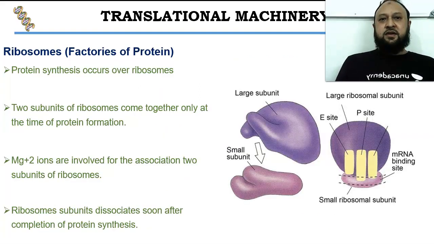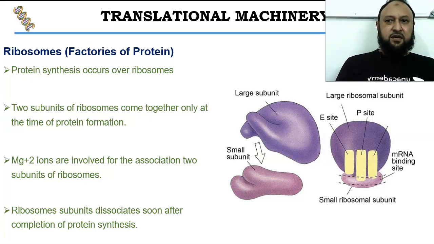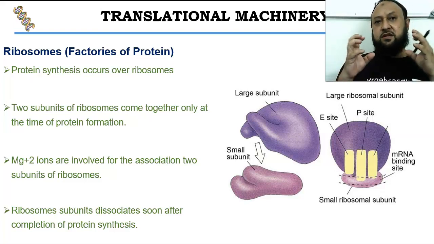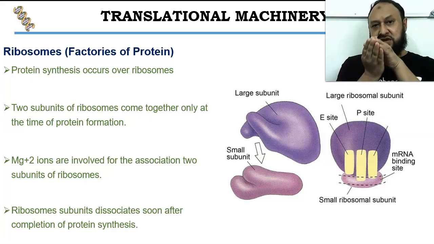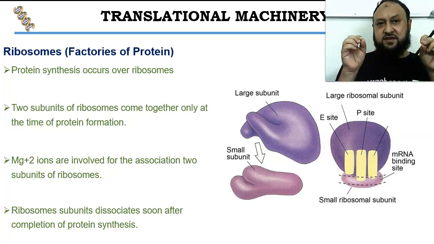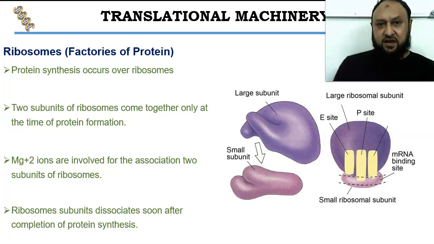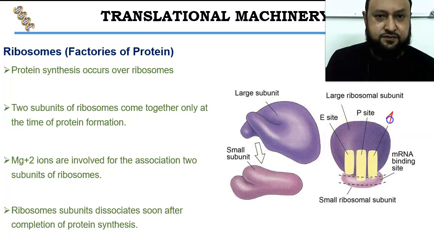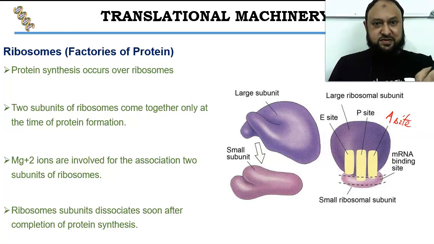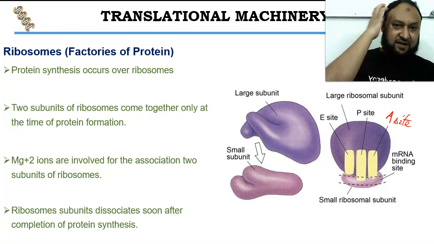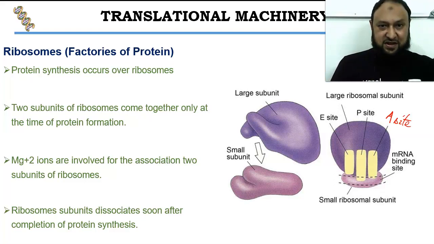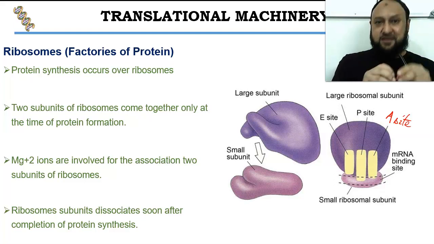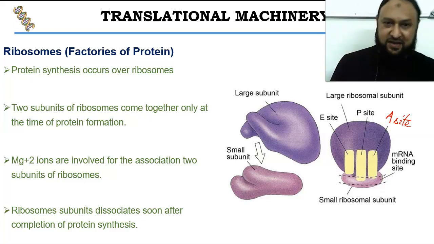Now look at this. Ribosomes are the factories, as I told you, because they have a larger subunit and a smaller subunit. They are joined together, forming a groove in between where the actual synthesis takes place. And there are three different sites. This is the A site, where the amino acid enters. There is a P site, the peptidyl site, which we will discuss in detail a little later. And the E site, the exit site, where the synthesized polypeptide chain moves away from the ribosome.